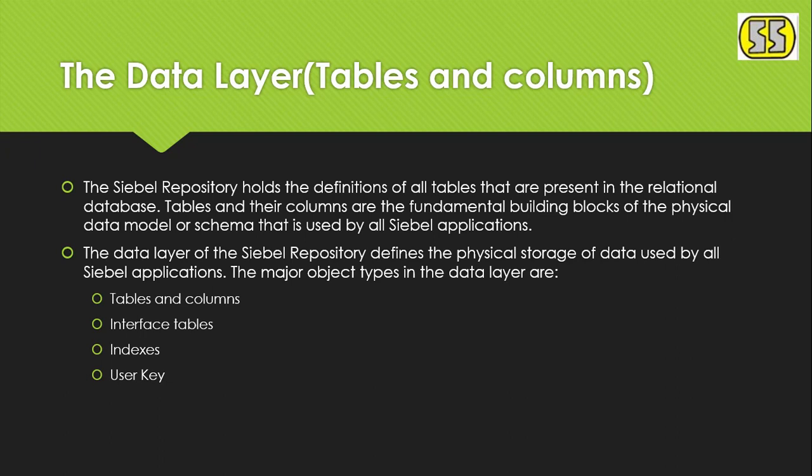Now the data layer of the Siebel repository defines the physical storage of data used by all Siebel applications. The major object types in the data layer are table, column, interface table, index and user key. So these are the objects which we are able to create in the data layer. In the tools we will be creating, and doing apply activate, and only then will it get created in the database. Now let's move to the next slide.